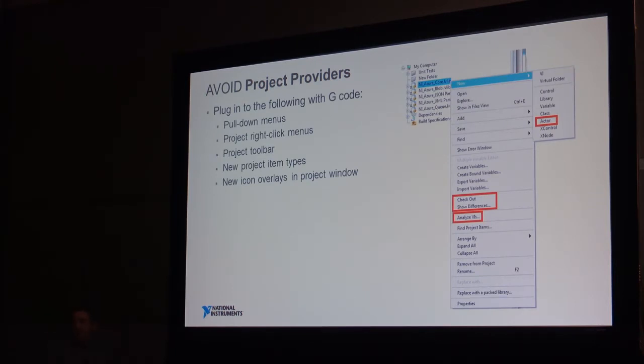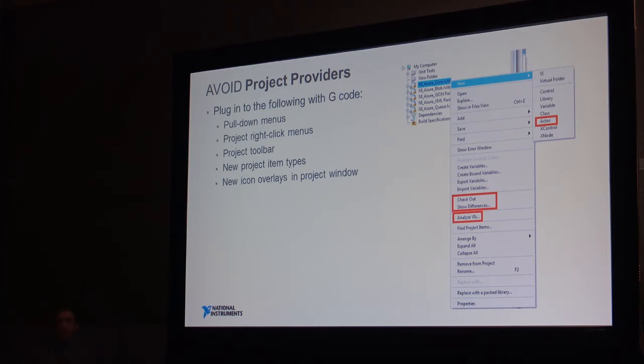Project providers are a way to extend the project environment itself with G-code. So those features that I have red boxes around, those are actually G-code. If you do a new actor, that runs G-code to script a new actor. All the source code control stuff for checking out files, showing diffs, all that stuff, that is G-code that does that. The VI Analyzer actually has a project provider where you can right-click and analyze stuff. If you look in that screenshot up there and you see those little overlays, the little white squares on my code that I don't have checked out from Perforce, that is added by a project provider.